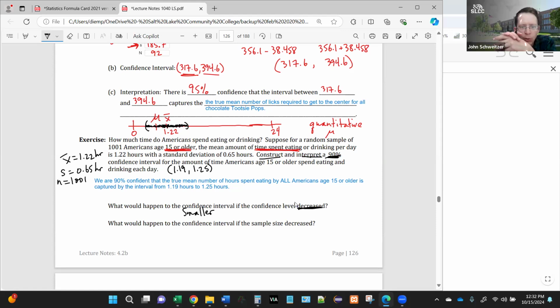Okay. What would happen if we decrease the sample size? Okay, so let's keep everything about this sample the same except for a smaller sample size. What would be the case there? Well, if you have a smaller sample size, then you have less information, right? So the only way to make up for that would be to have a wider interval.